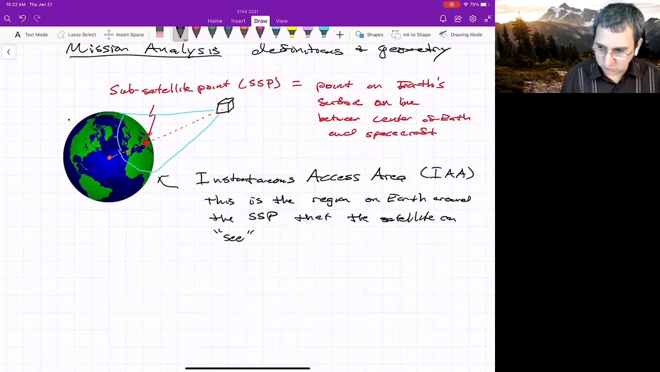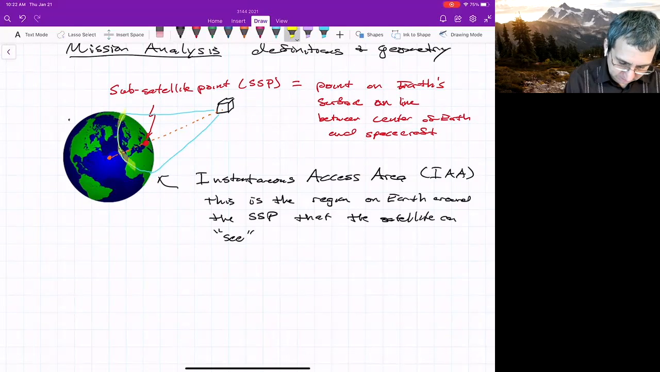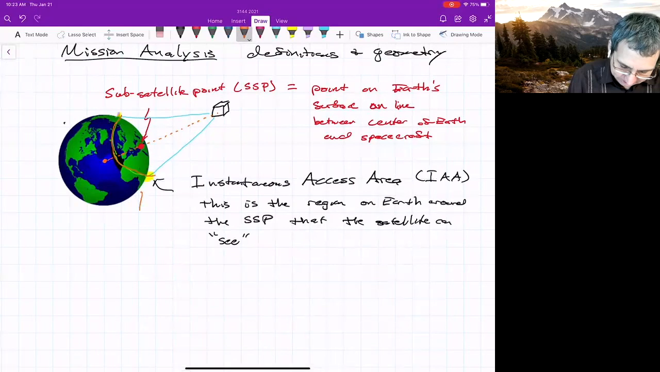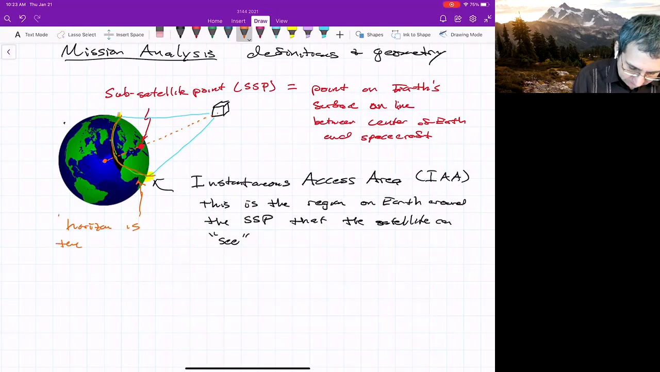Sometimes people refer to the horizon. The horizon would be the edge. Right? Maybe I'll do this in yellow. Wow, that's kind of hard to see. No, that's going to be terrible. Okay, orange. Okay, so the horizon is the edge of the instantaneous access area.